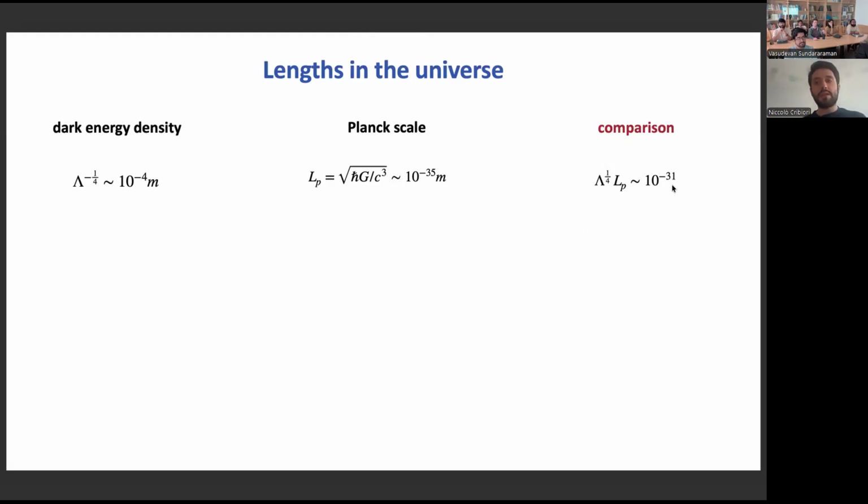Then whenever we have lengths, we'd like to compare them. And from this comparison, we see that we have a very small number, 10 to the minus 31, which is a pure number. And as physicists, whenever we have these small numbers in theories, we would like to explain them from fundamental principles.